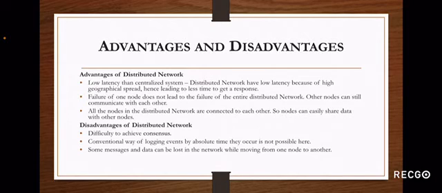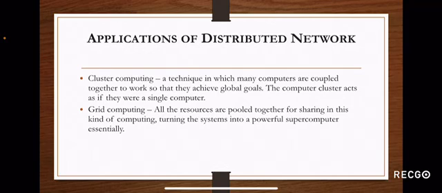One of the first disadvantages of distributed network is difficulty to achieve consensus. The second one is that the conventional way of logging events by the absolute time they occur is not possible here. The last one is that some messages and data can be lost in the network while moving from one node to another.